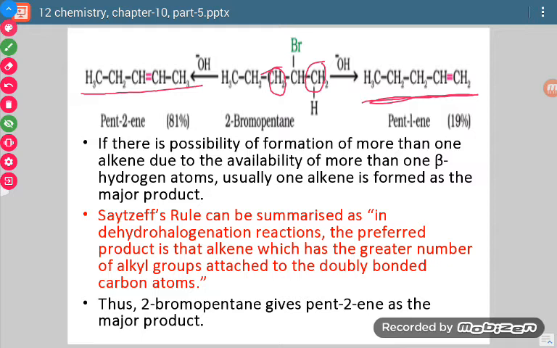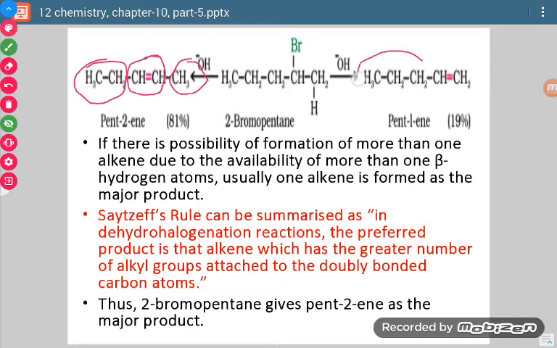Now what do we mean by maximum alkylated? We have to check from the product where is our doubly bonded carbon. If there is presence of alkyl groups on both sides of the doubly bonded carbon, then it is called maximum alkylated alkene. And if there is presence of alkyl group on only one side of the doubly bonded carbon, then it is called less alkylated alkene. So it means pent-2-ene will be maximum alkylated, and so it will be the major product. Pent-1-ene will be less alkylated.